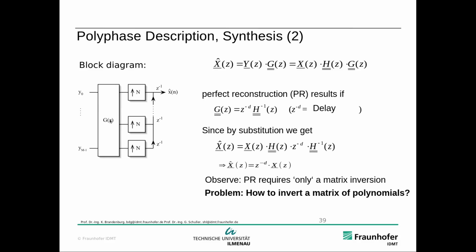Remember here we just assumed that we have some sort of filters and no restrictions. So perfect reconstruction requires only, in quotation marks, a matrix inversion. The problem is how to invert a matrix of polynomials. So maybe it's not so easy. So here you can see it again.